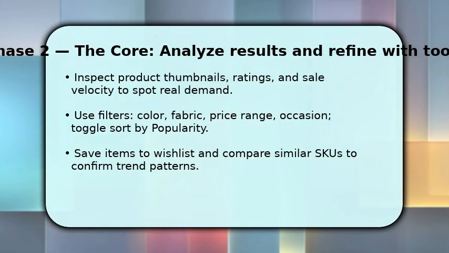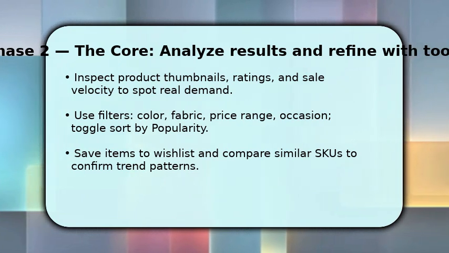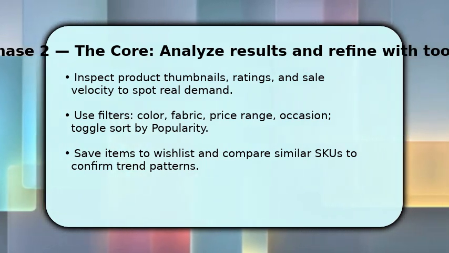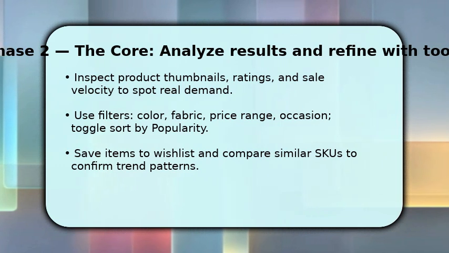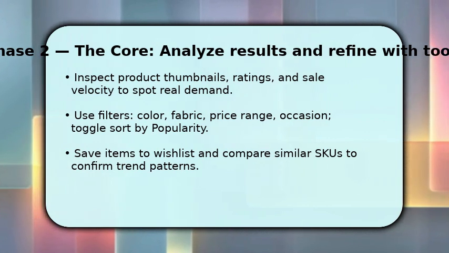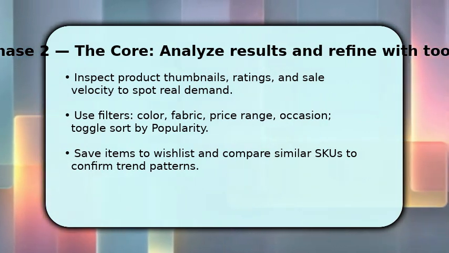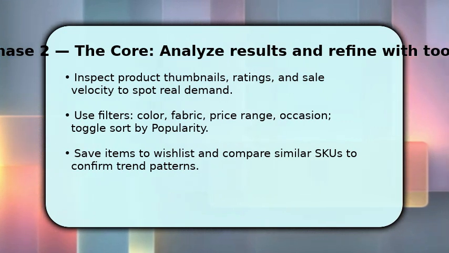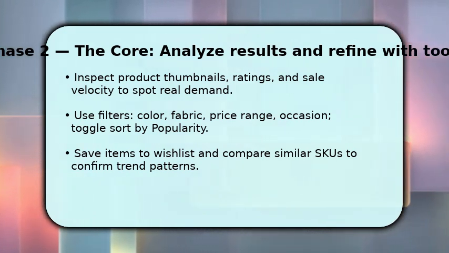Check ratings, number of reviews, and whether an item is selling out. Those are clear demand signals. Use color, fabric, price, and occasion filters to isolate the exact variant driving interest, and switch sorting to popularity or newest to see momentum. Save promising pieces to a wish list and compare similar SKUs side by side.